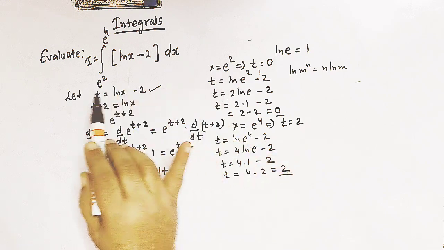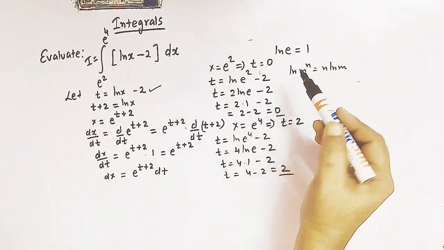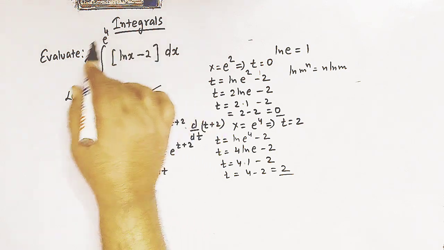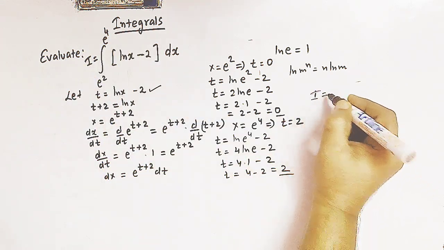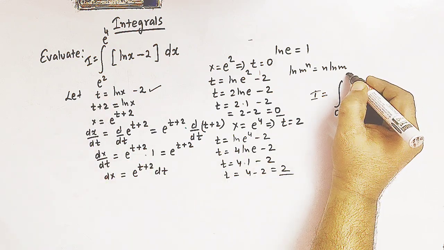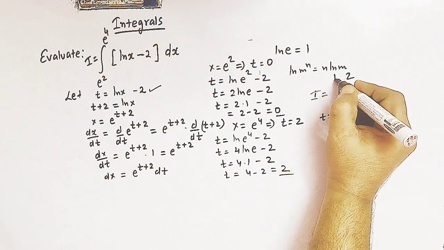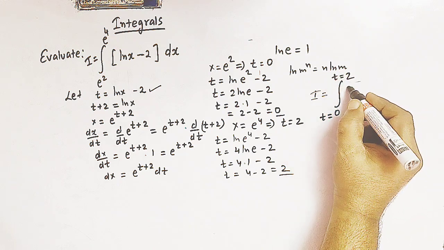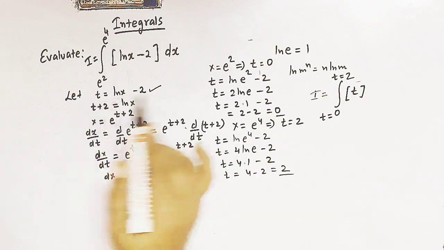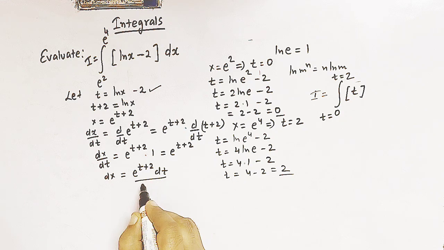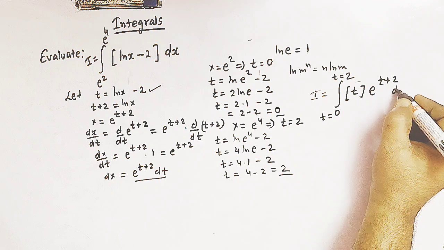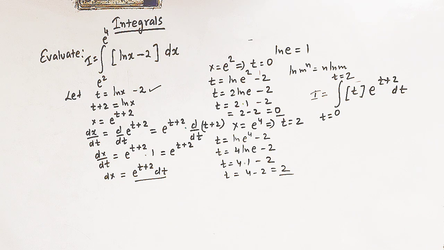So we conclude that when x varies from e square to e raised to 4, t varies from 0 to 2. So now we can rewrite this integral I in terms of t. So we can now write 0 to 2. Here t is equal to 0, here t is equal to 2, and we have greatest integer of t, because natural log of x minus 2 is t, and for dx we can now write this expression. So we have e raised to t plus 2, and here we have dt.